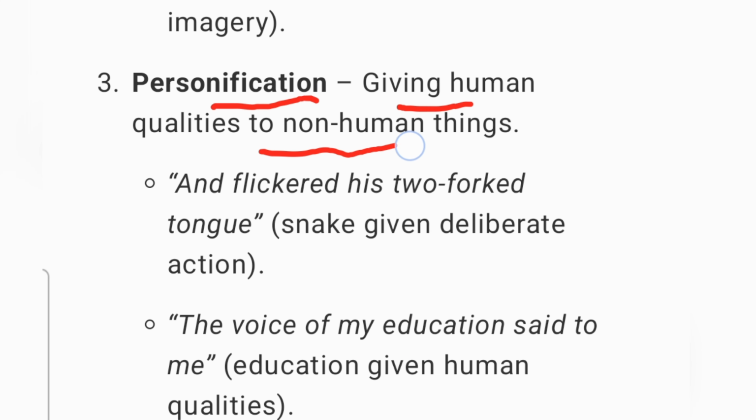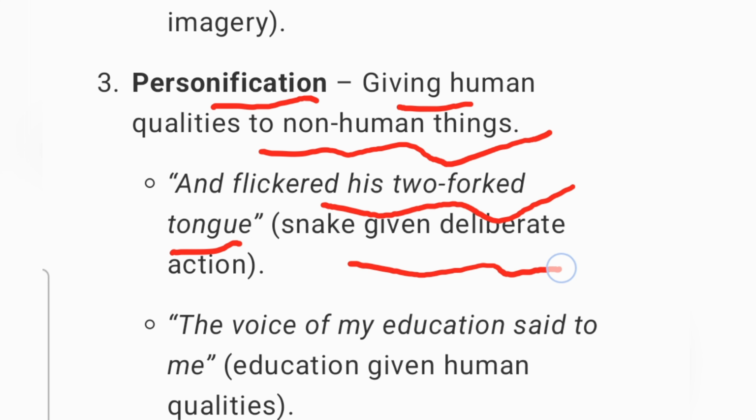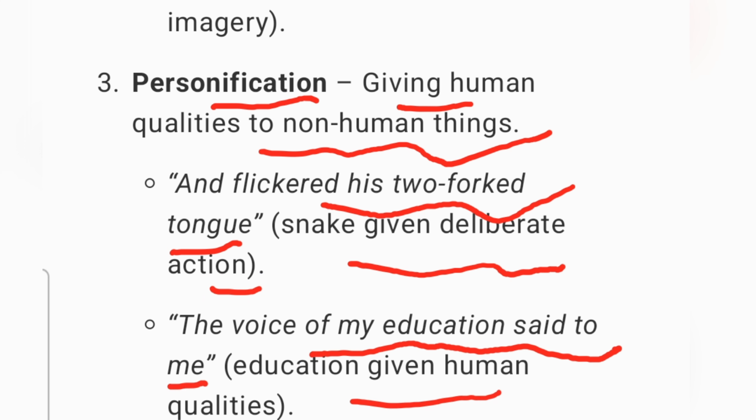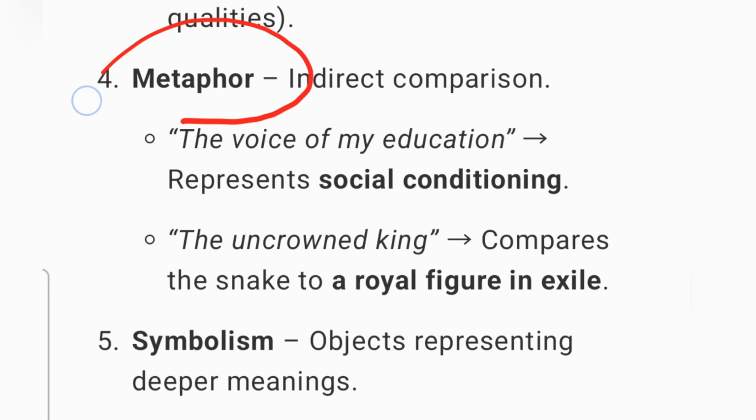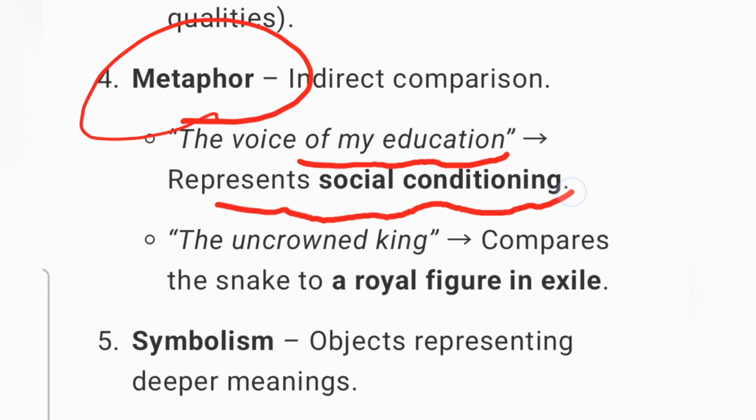Personification: giving human qualities to non-human things. And flickered his two-forked tongue. So the snake is given deliberate action. The voice of my education said to me: education is given human qualities. Metaphor: the voice of my education represents social conditioning. The uncrowned king compares the snake to a royal figure in exile.